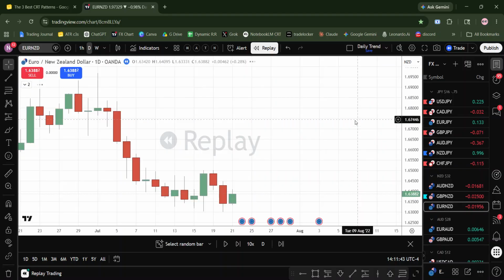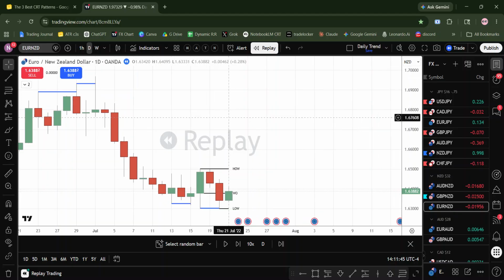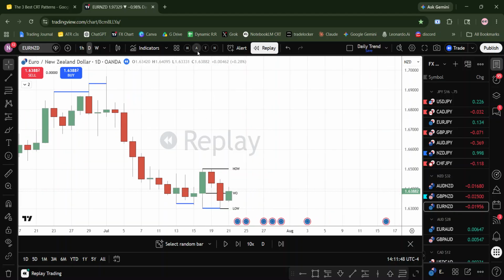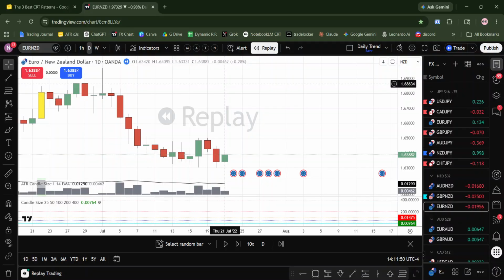Okay, so Euro New Zealand. How big is this range? 46 pip range. Not interested. Let's keep going.